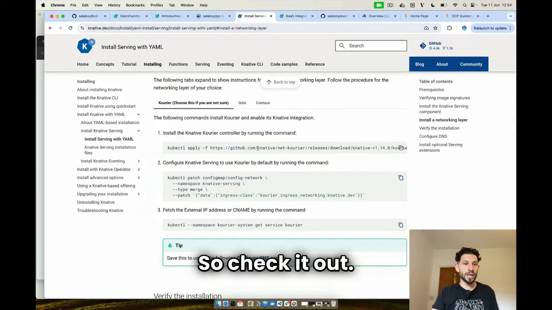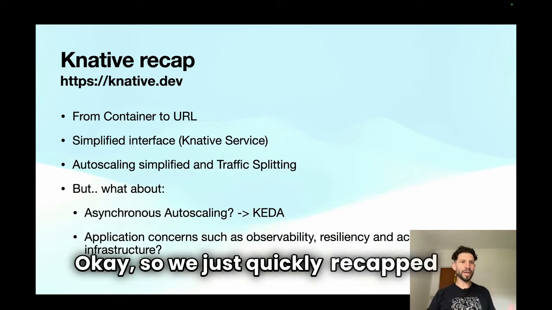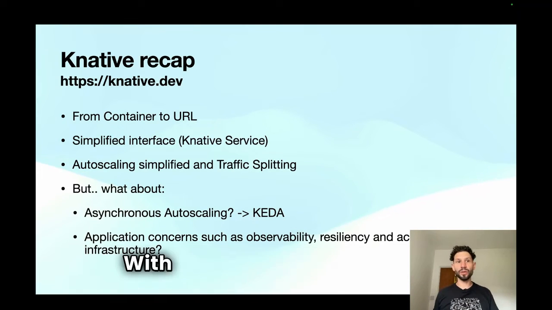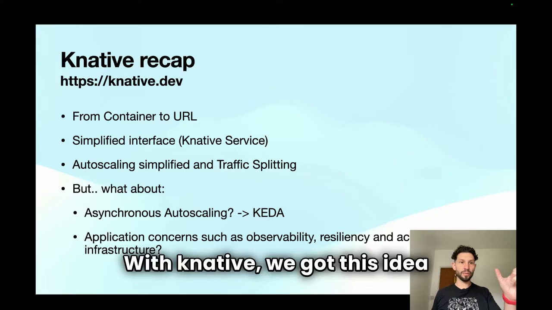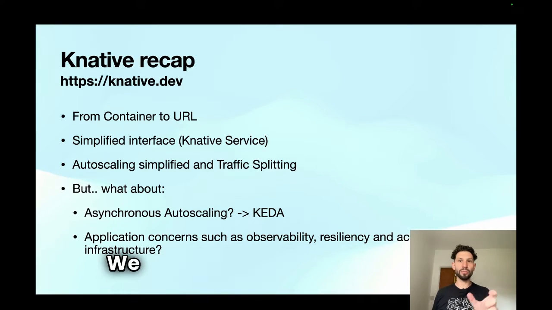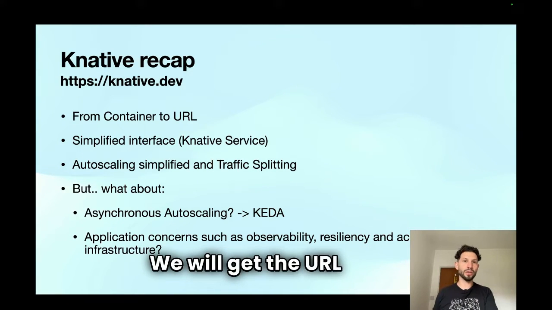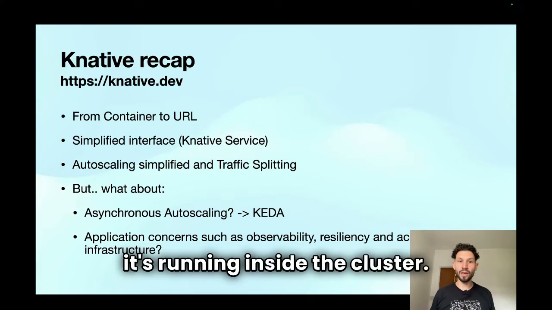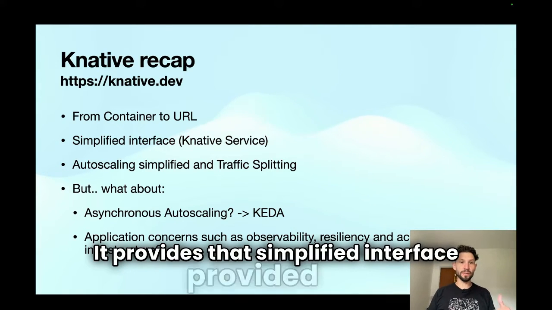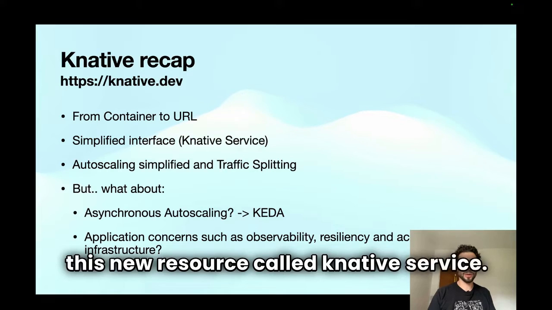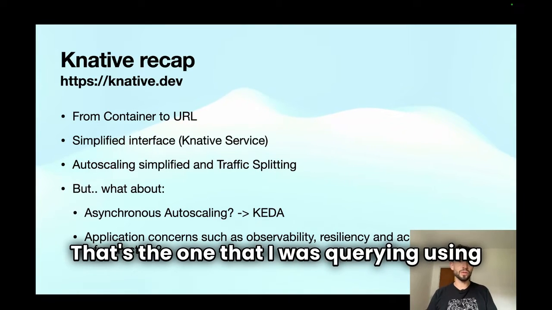So check it out. Okay, so we just quickly recapped what we saw with Knative. With Knative, we got this idea to go from container to URL. We provide the container image, we will get the URL when it's running inside the cluster. It provides that simplified interface provided by this new resource called Knative Service. That's the one that I was querying using kubectl.